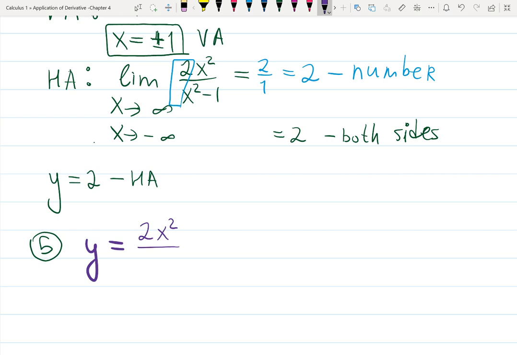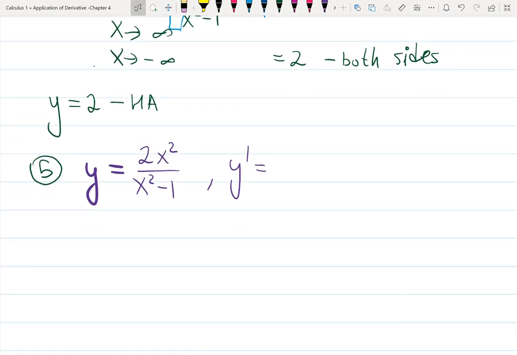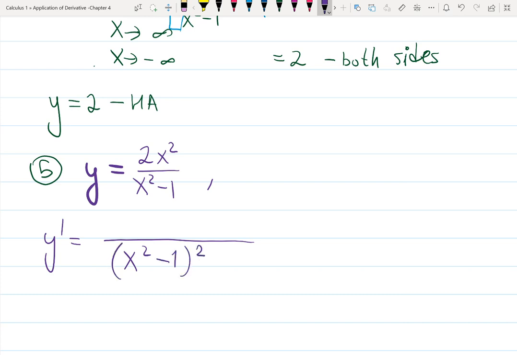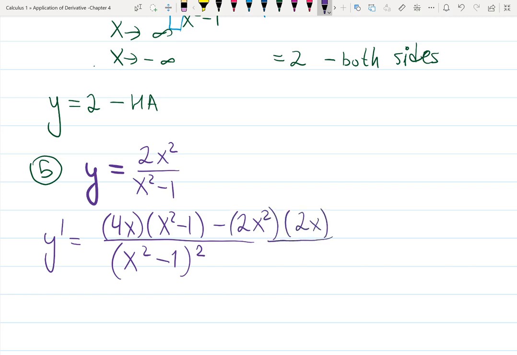So y equals 2x squared all over x squared minus 1. Then y prime equals, oh, it's not that simple. That's a quotient rule. So let's have more space. Do you guys remember the quotient rule? You better. (x squared minus 1) squared in the denominator, derivative of the top 4x, copy the denominator, minus copy the top 2x squared, derivative of the bottom 2x.